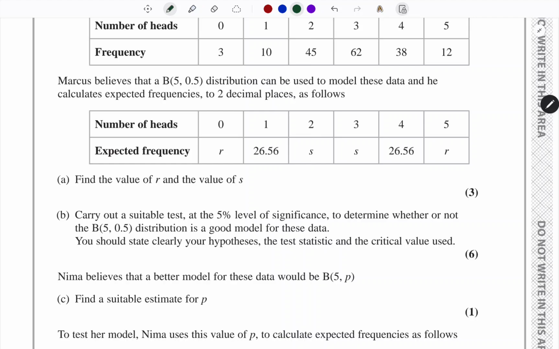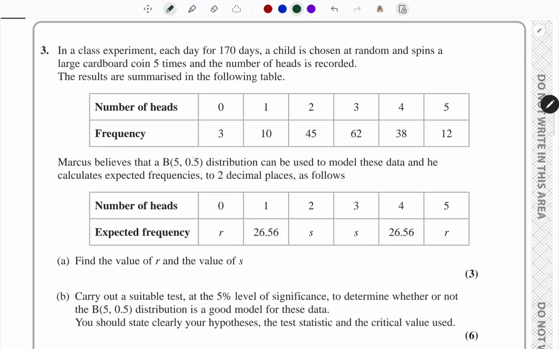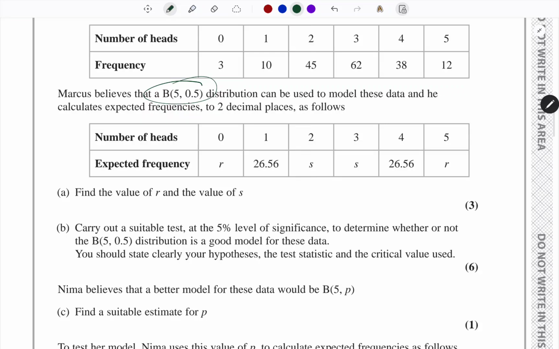Find the value of R and the value of S. It sounds easy because the distribution is given. So I can use my calculator, but I have to produce some specific probabilities, I mean, for specific values of X: X equals 0, X equals 2. That's why I use the binomial PDF function of my calculator.